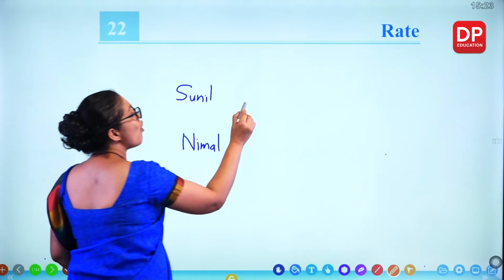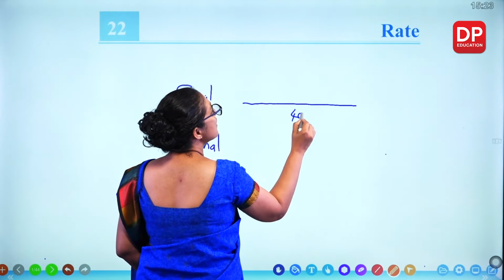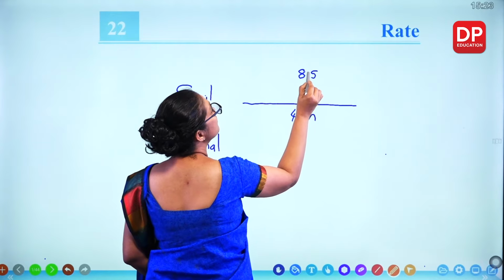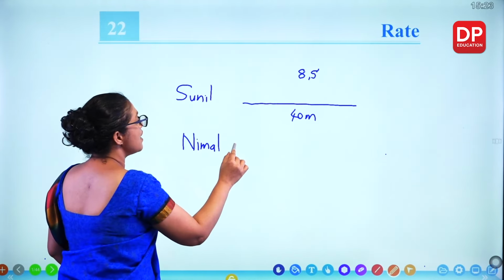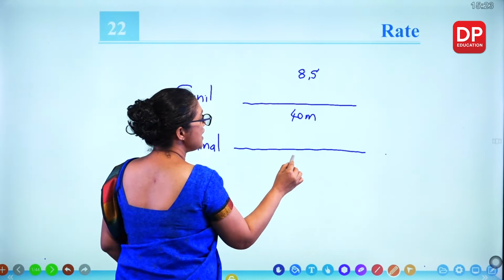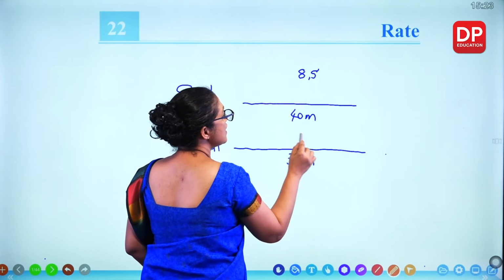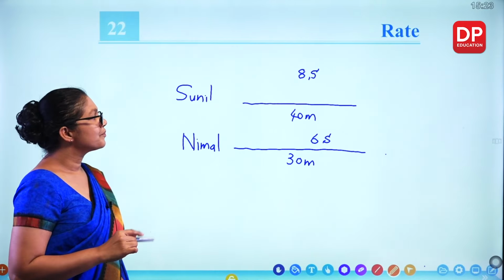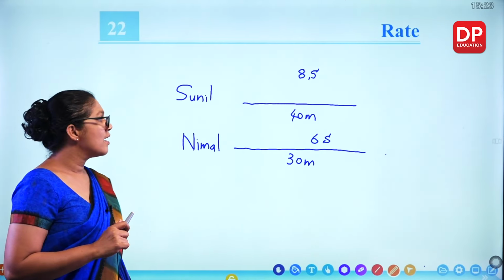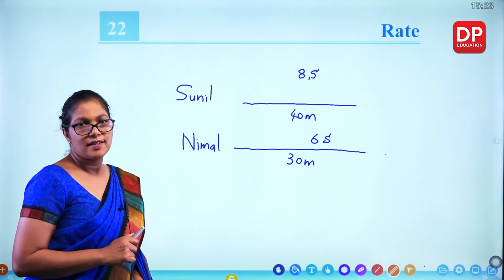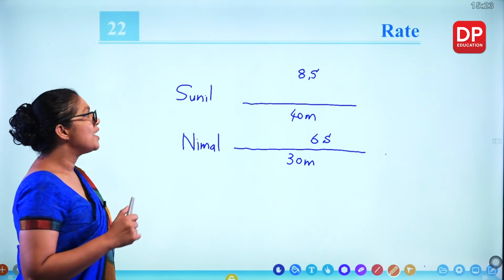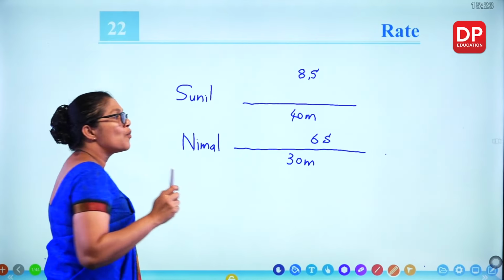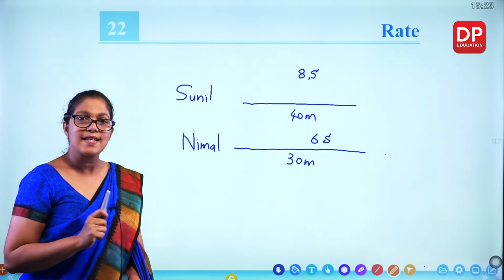Sunil runs 40 meters within 8 seconds. Nimal runs 30 meters within 6 seconds. If you want to compare who runs fast, what do we do? We need to find out the distance traveled within 1 second.